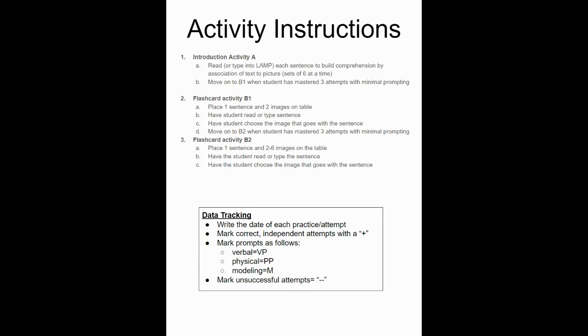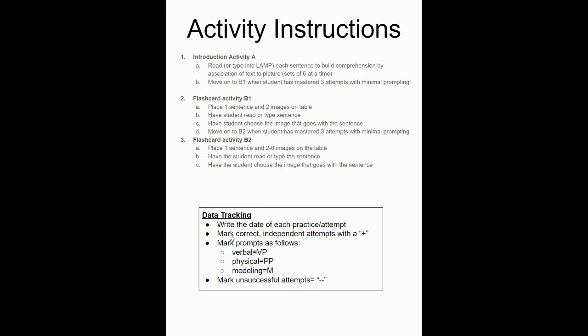You'll have the student read the sentence out loud or type the sentence into their communication device, and then have the student match the image to the sentence. You may need to model this for students a couple times before they're able to do it more independently. I would guess that they're going to need a lot of prompting initially, and that is totally fine. On the second activity, you're going to use one sentence and then increase the number of images on the table up to 6 images.